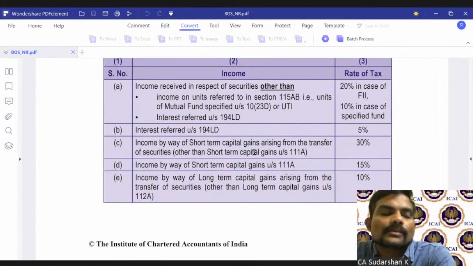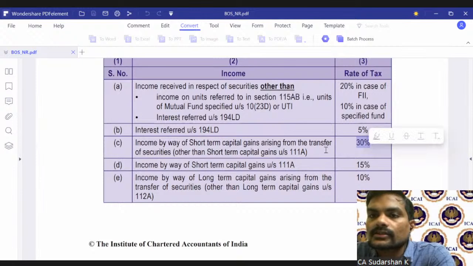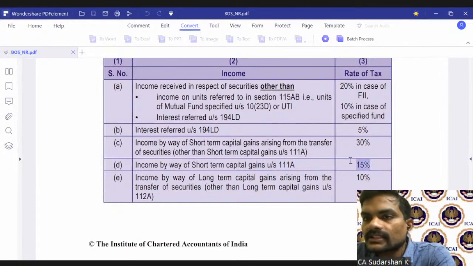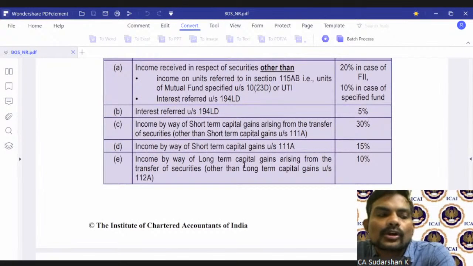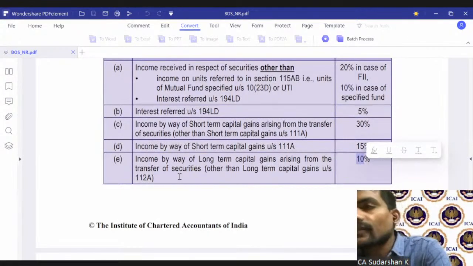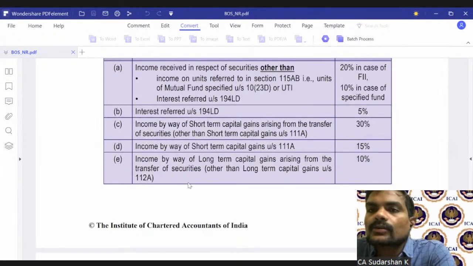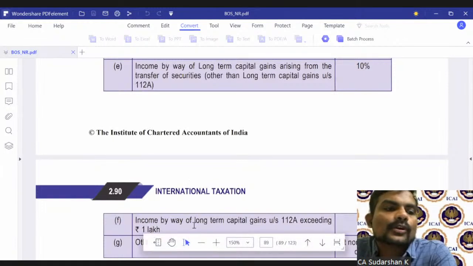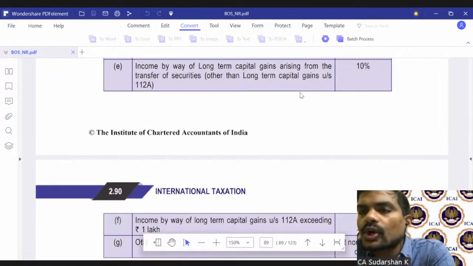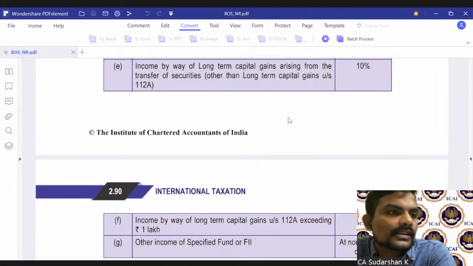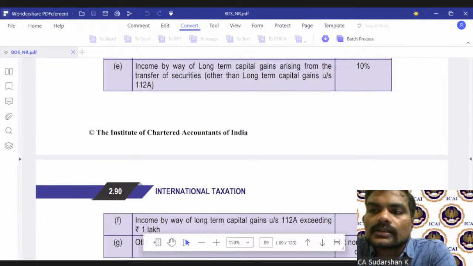The rest, if it is short-term capital gains from transfer of securities, will be 30%, just like other normal income. Income by way of short-term capital gain under section 111A is 15%. And income by way of long-term capital gains, you are eligible to claim at 10%. That is for transfer of securities other than 112A. And for 112A, you get 10%. 112A, as you all know, I don't need to tell you about 112A and 111A: equity shares, equity-oriented funds. 112A also says 10% without indexation.